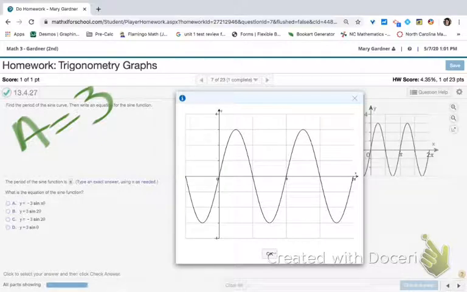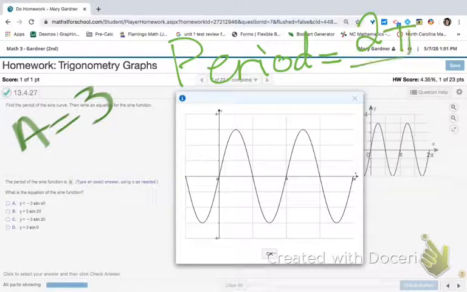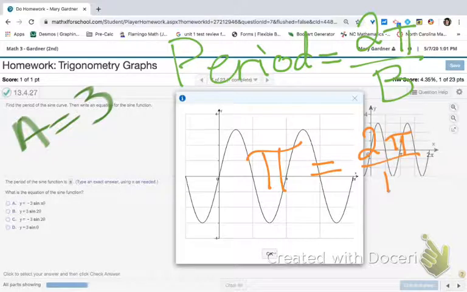With the b value, we had an equation: period equals 2 pi over b. So my period is the length that it takes to complete one cycle. For this particular problem, my period was pi. It took pi units to complete one hill and valley rotation. So pi equals 2 pi over b. We'll plug that value in. We'll substitute the period in so that we can solve for b.